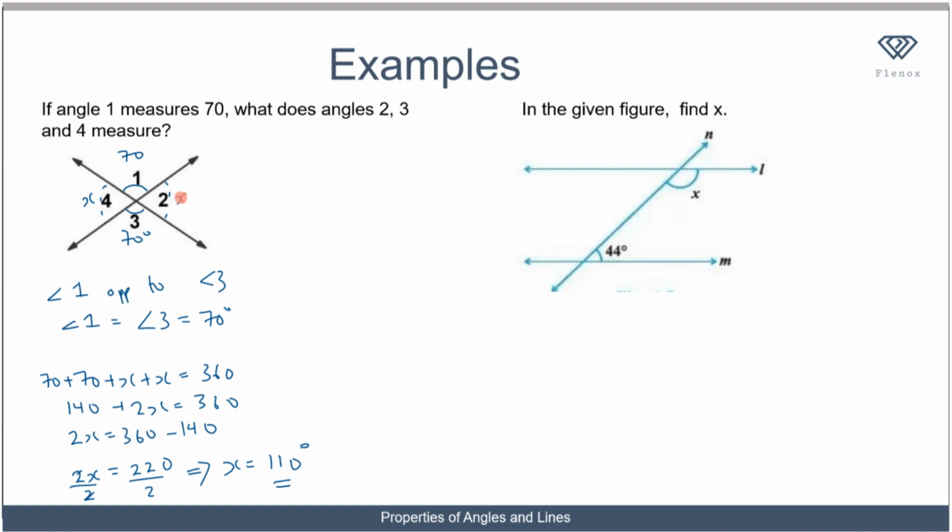So what does it mean? It means that my angle 2 is 110 degrees, and my angle 4 is equal to 110 degrees.